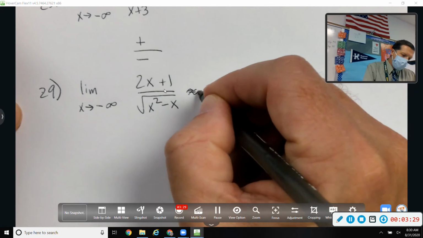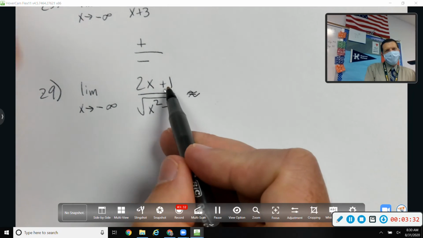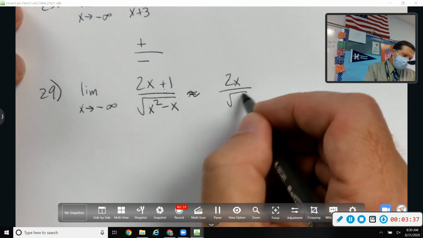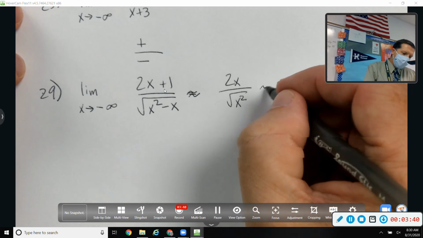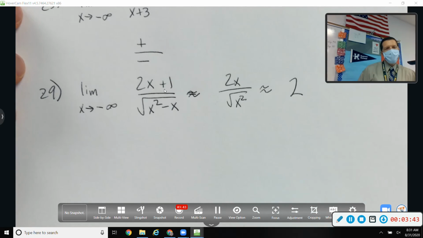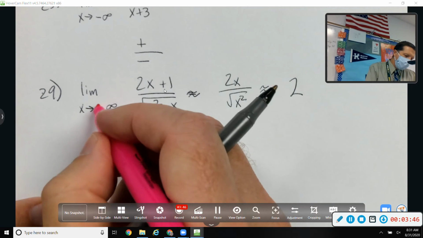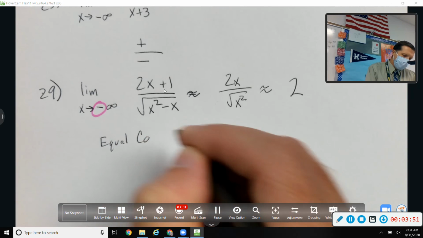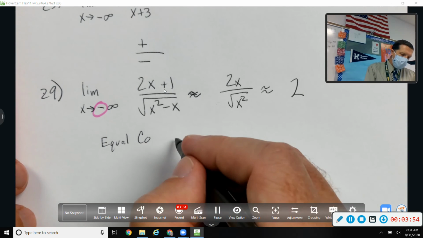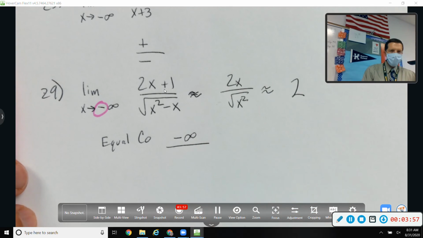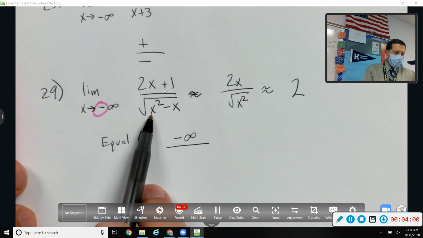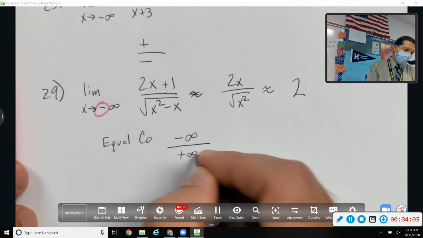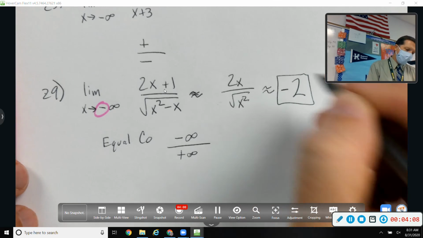So if I want to do the approximate thing, the plus 1 doesn't really matter. The minus x doesn't really matter. So this looks like an equal co problem. It's headed to 2, but I got to be real careful about this minus sign here. In the top, I'll be headed toward negative infinity. In the bottom, because we are squaring it, it becomes positive. The square root of it stays positive. So it's going to be a negative 2.